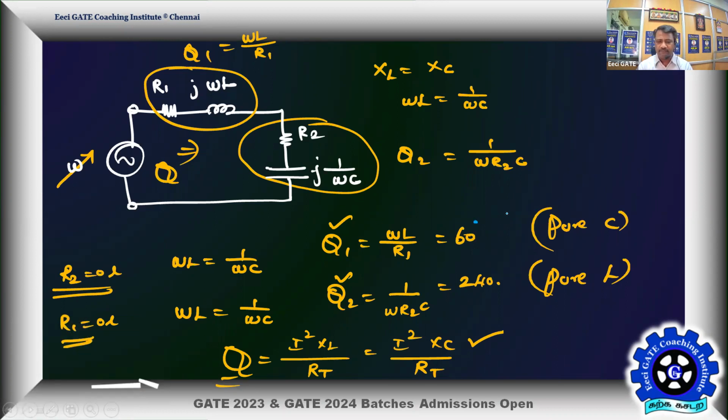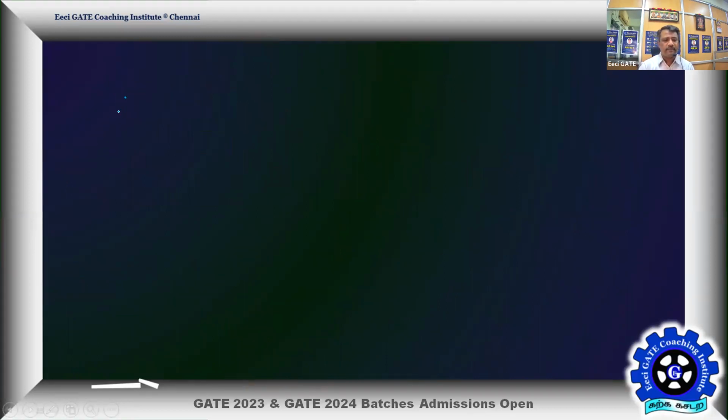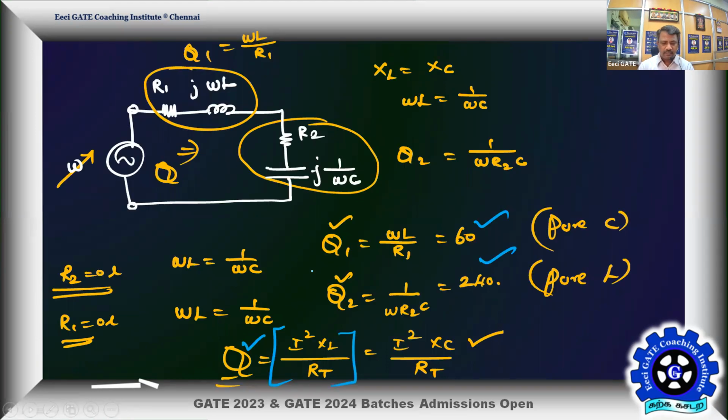So Q1 well defined, Q2 well defined. Okay, let us talk about Q now. Let me take this expression I square XL by R total. So the quality factor of the new circuit is I square divided by I square, right? So I square will get cancelled here, and here also the I square will get cancelled. The result is going to be either XL by R total, that is also equal to XC by R total. We'll go for that.